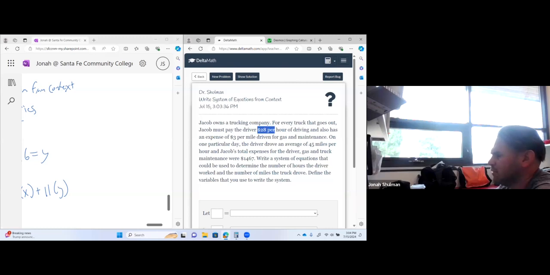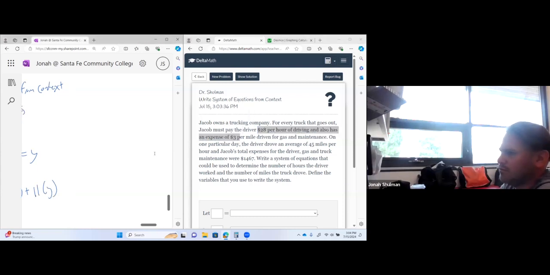So Jacob must pay the driver $28 per hour and $3 per mile. So we have $28 per hour. So I'll make this h for hours, and we'll do $3 per mile, so it's 3m. I made a 3 instead of a dollar sign. Okay. So on one particular day, the driver drove an average of 45 miles per hour.